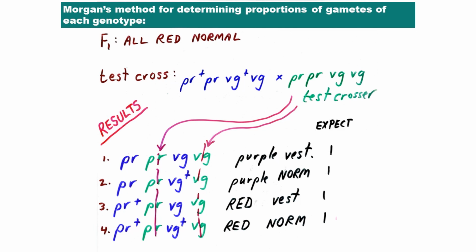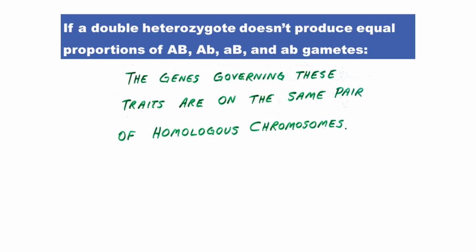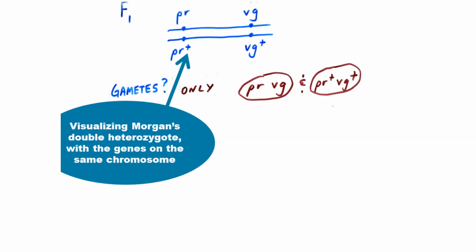But what we found, instead of our expectation of equal numbers of each, Morgan observed tons of two types and very few of the other. So something was going on. And he concluded that the genes are on the same chromosome and they're close together. And because they're close together, they're not inherited in an independent assortment fashion.